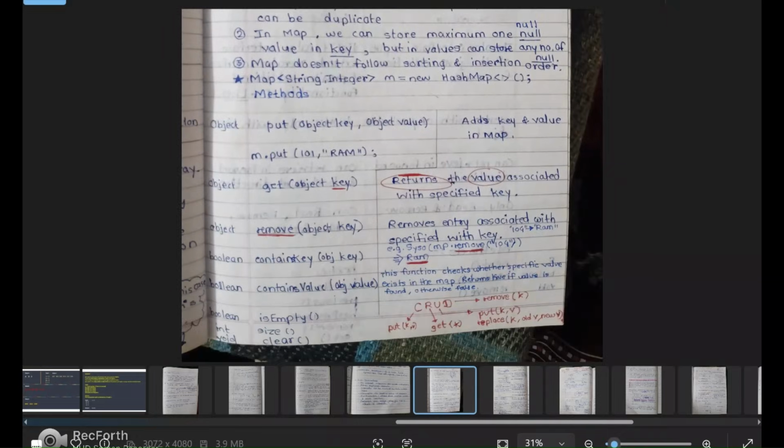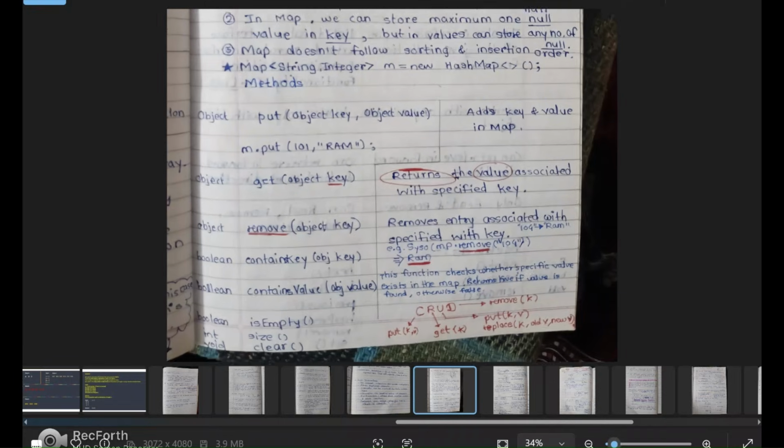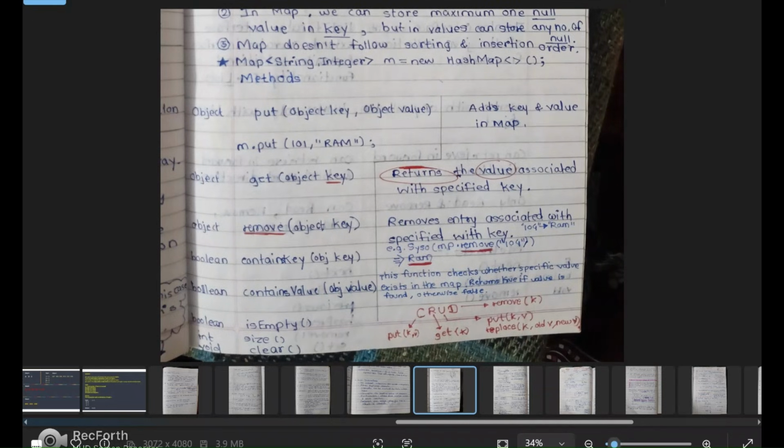Okay, let's come to the methods of Map. So we have put. With the help of the put method, we put a key with its associated value. Then we have get, which is used to retrieve a value.